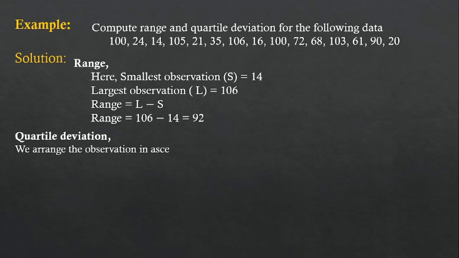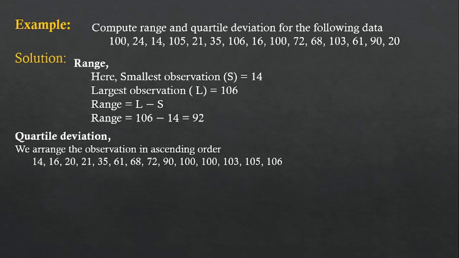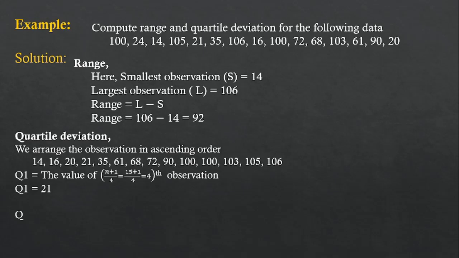Second is quartile deviation. When we want to find the quartile deviation, we arrange the observations in ascending order. Why do we arrange the observations in ascending order? Because we want to find Q1 and Q3. That's why we arrange our observations in ascending order, or you can call it increasing order. So the Q1 formula is the value of the (n plus 1) by 4th observation, where n is the number of observations. So (15 plus 1) divided by 4 gives the 4th observation. Our first quartile is 21 because the 4th observation is 21.